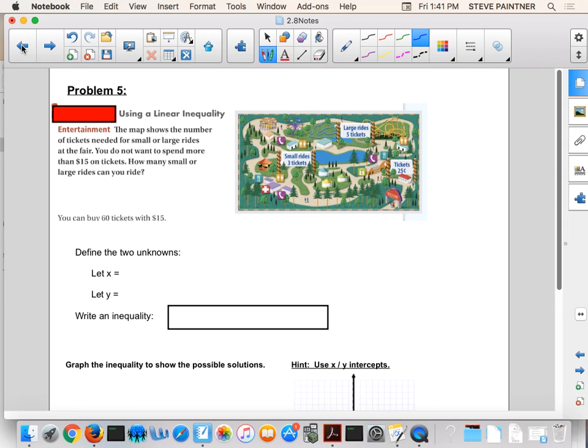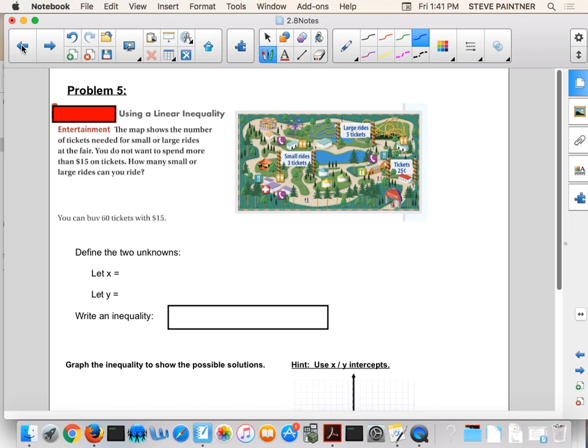The map over there shows the number of tickets needed for small and large rides at a fair. Okay, so come on over here. A small ride costs you how many tickets? 3. A large ride? 5. Hey, what do tickets cost? 25 cents. Got it? Okay, here we go.